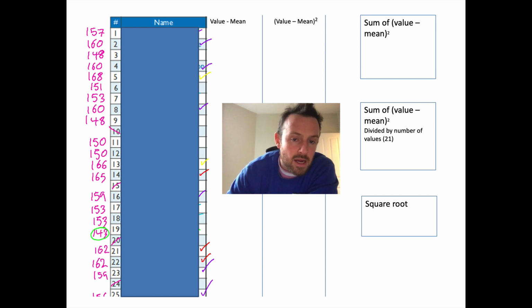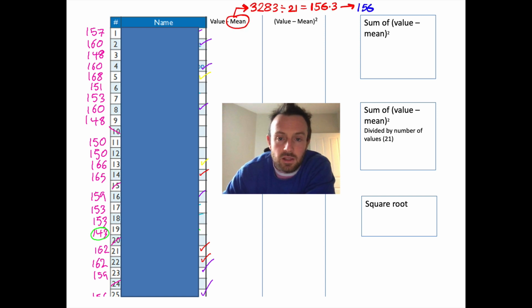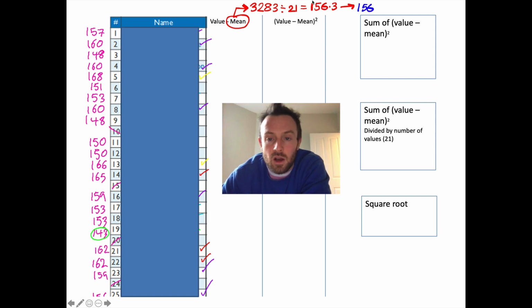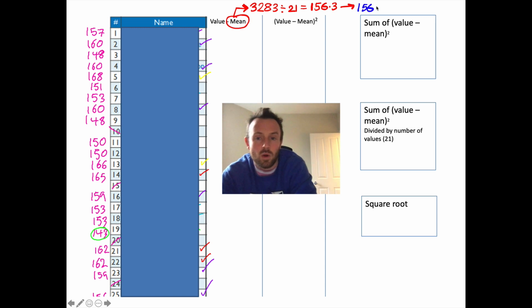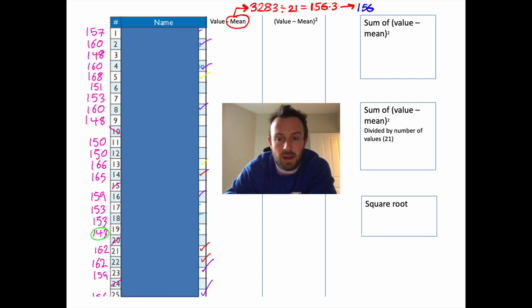Okay, did you work out the mean? You should have got something like that. I got 3,283 divided by 21. I got 156.3, but I just rounded that to 156 because it's easier to work with. So there's the mean.